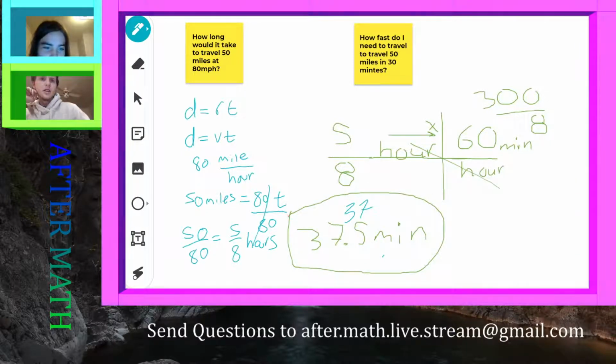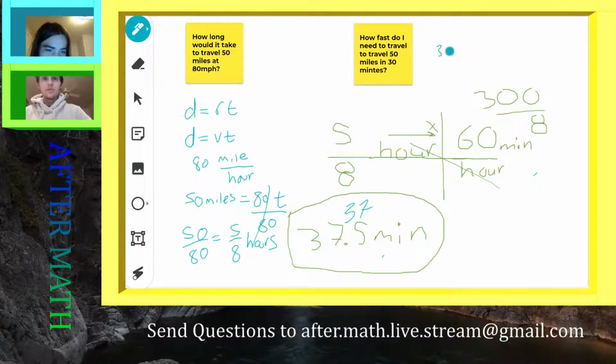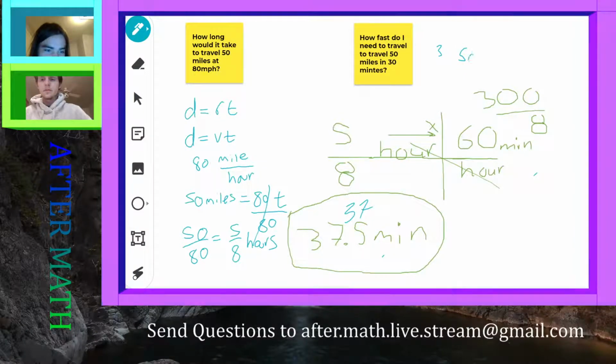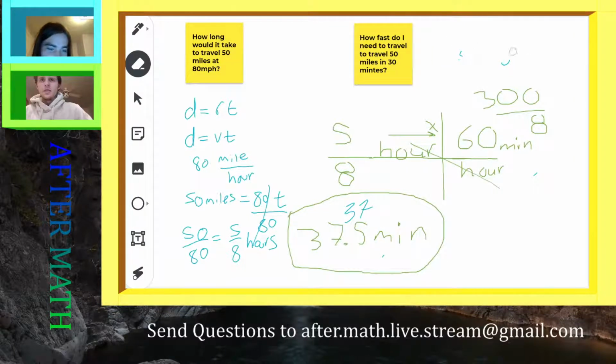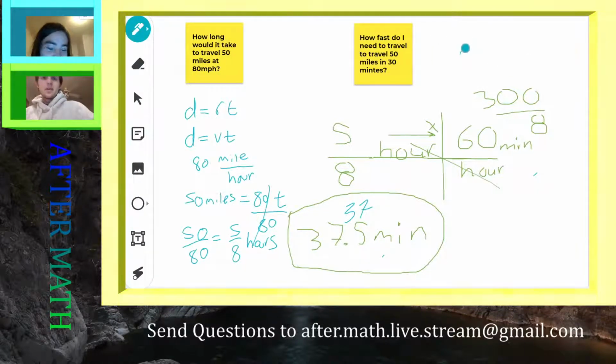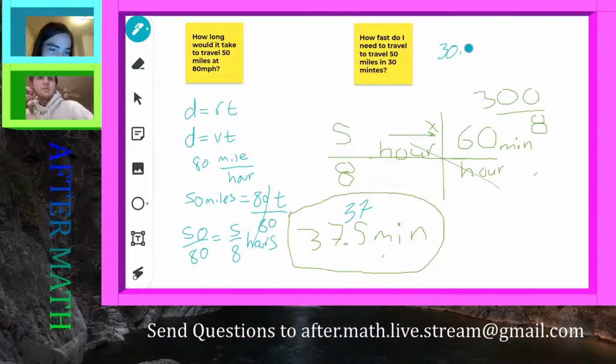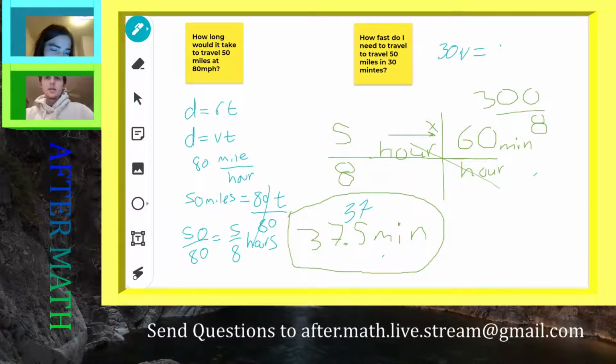Okay, so this is part one. So now we need part two, which is if you're traveling 50 miles in 30 minutes. Okay, so we're going 50 miles per hour times time, which is 30. Oh, wait, what am I saying over here? I wrote that out wrong. My bad. Here we go. So we got 30 minutes and we need to travel 50 miles. Is that what it says? So yeah, 30V equals 50.